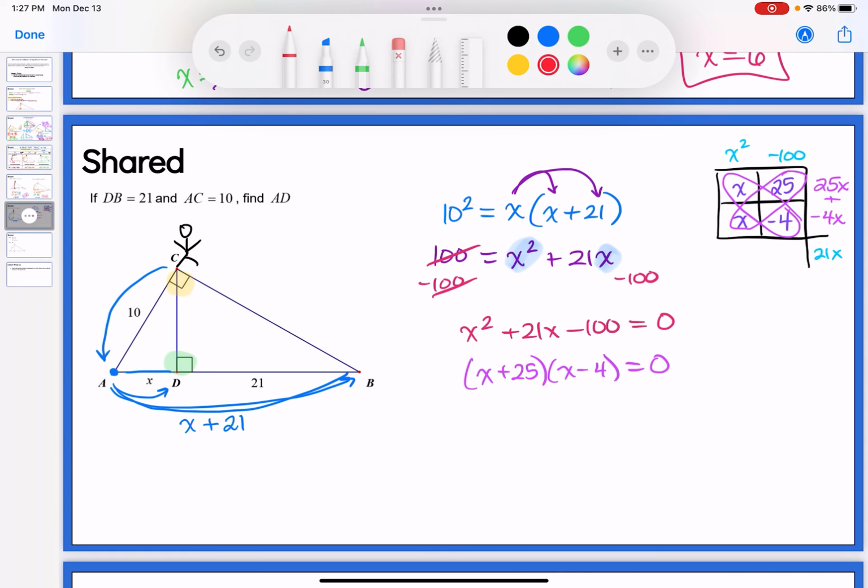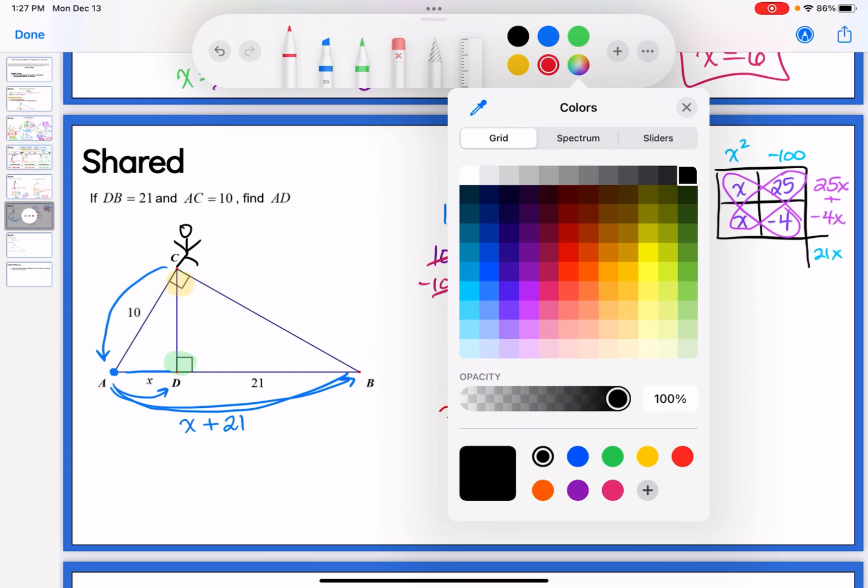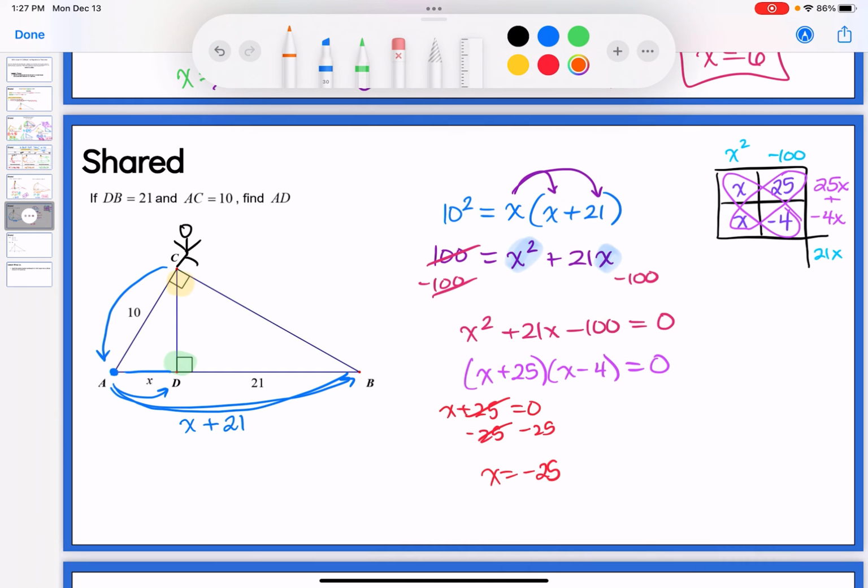All right, so let's see. Now I make my two mini equations. x plus 25 equals 0. Subtract 25 from both sides. x equals negative 25. And x minus 4 equals 0. Add 4 to both sides. x equals 4. Remember, you're showing all of your work here. It's easy to make a little mistake with our negatives. So my two possibilities here are negative 25 and 4.